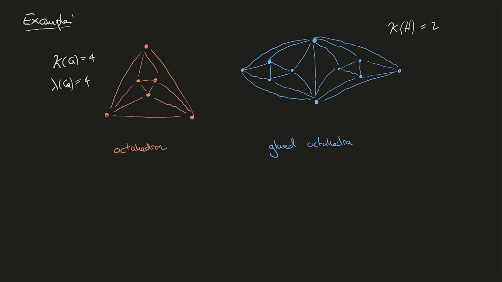On the other hand, the edge connectivity of this graph, when we glue 2 octahedra together, remains unchanged and is still 4. Why is this? Well, it's at most 4 because we have the same cut as before, where we can just isolate one of the corner vertices by deleting 4 edges. Why is it at least 4?